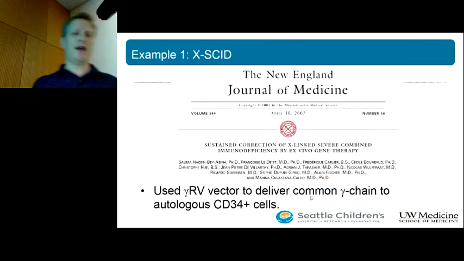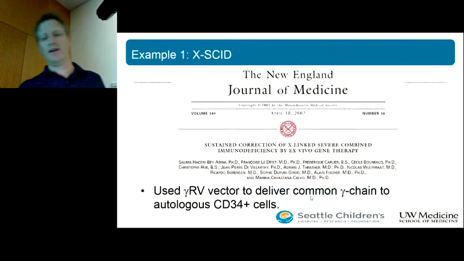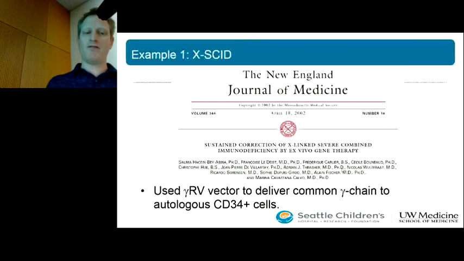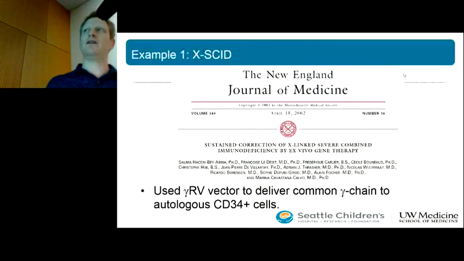And I brought two examples. The first one was X-SCID. In X-SCID, you don't have the IL-2 receptor. It's IL-2 receptor deficiency, so you get T-negative, NK-negative, B-positive cells. This was an early study from 2002. They used gamma retrovirus to deliver the common gamma chain into CD34 cells, and that was done in autologous cells, meaning that they took the cells from the patient, repaired them, and just transferred them back to the patient.